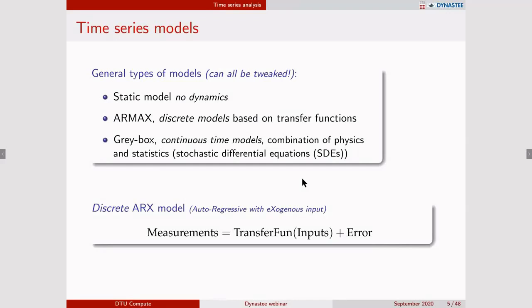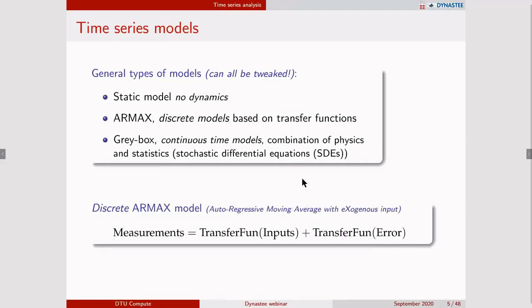And that works. We can use that for many applications. However, we can actually extend that and also have the error of the model entering through a transfer function. Then we have the ARMAX model, which is for data from linear systems. This is, in a sense, an optimal model to use. What we call this part is the MA part, the moving average part.